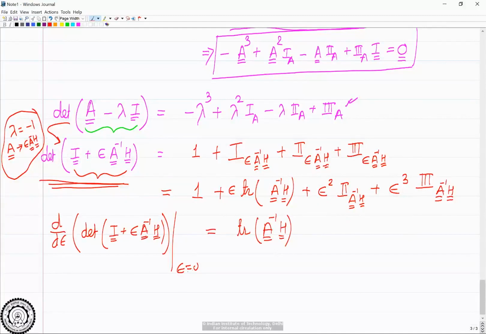Because you have to finally set epsilon equal to 0. This epsilon square will become 2 epsilon, but then set epsilon equal to 0, this goes away. Epsilon cube will become 3 epsilon square, and you set epsilon equal to 0, that also goes away. So this is the only term remaining, and which you can also write as A inverse transpose double contraction H. Is that okay? Can you do that?